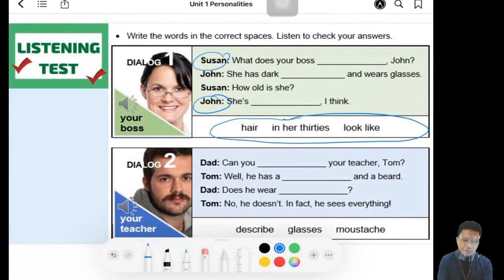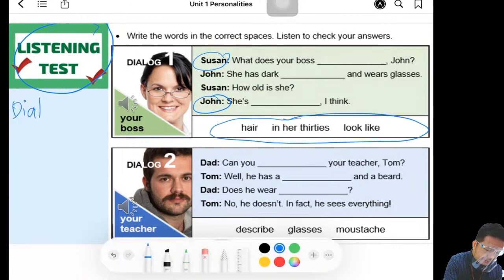On the second part or below your notebook, please write numbers 1, 2, and 3. And please don't forget to write this title, listening test. Below the word listening test, please write the word dialogue 1. Okay? And then please write numbers 1, 2, and 3 in your notebook.